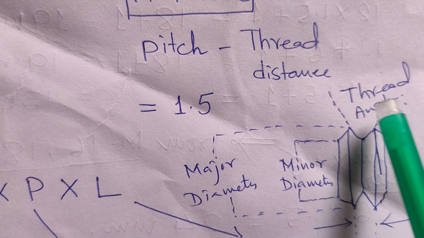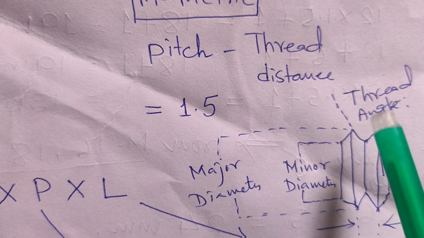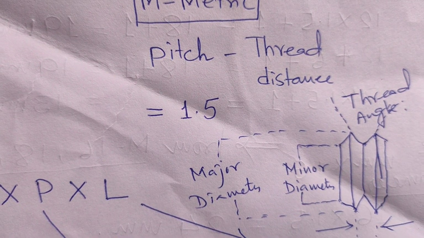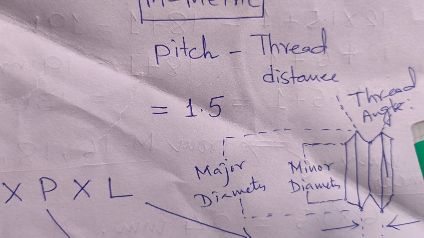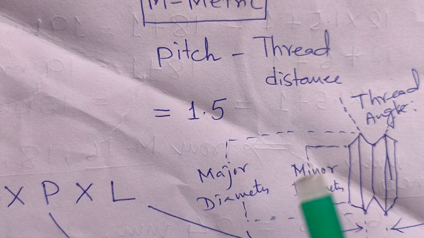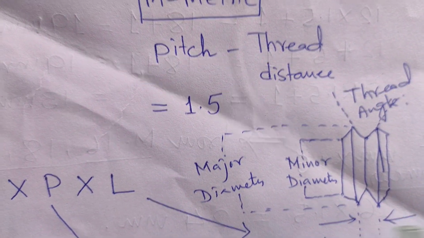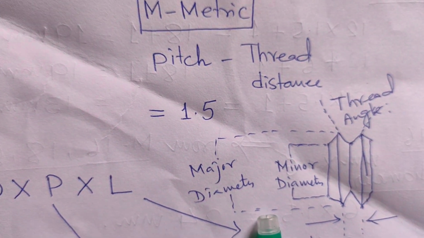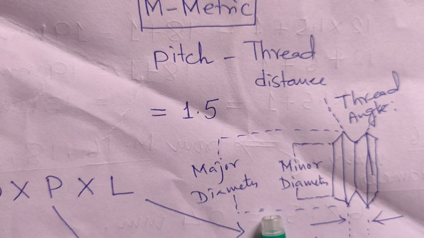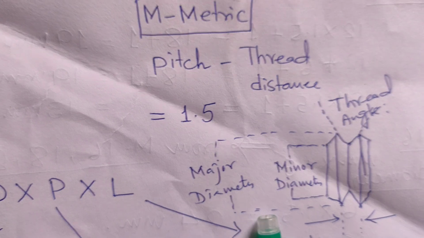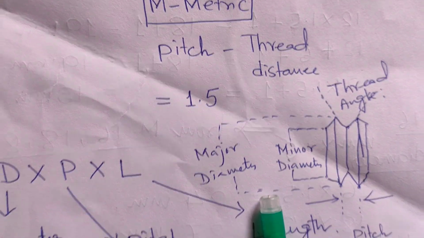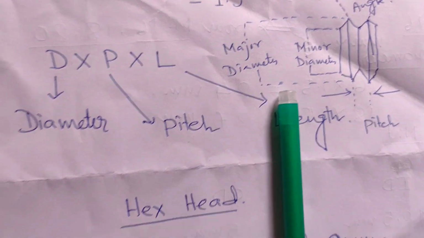The thread angle, most probably 60 degrees, is there in the thread. Different threads have different purposes. So as per the design and as per the requirement, we are changing the angle of the thread, and accordingly, as far as the locking is concerned, we are doing the thread angles. So it is in mechanical parts.